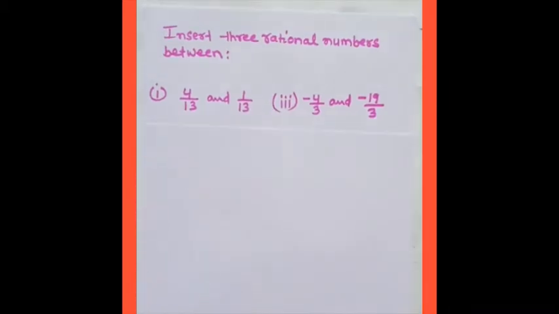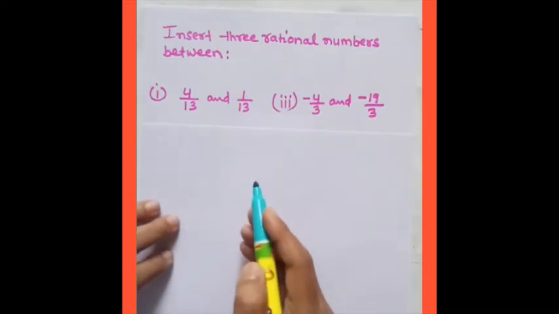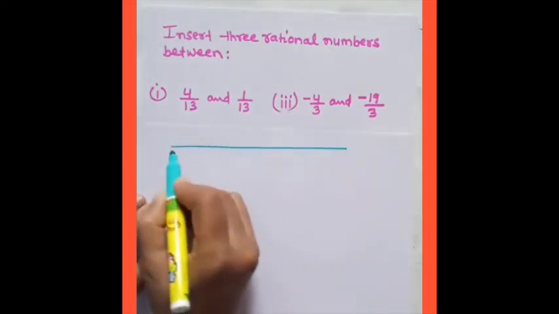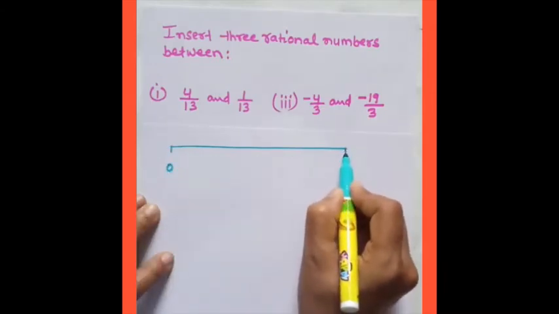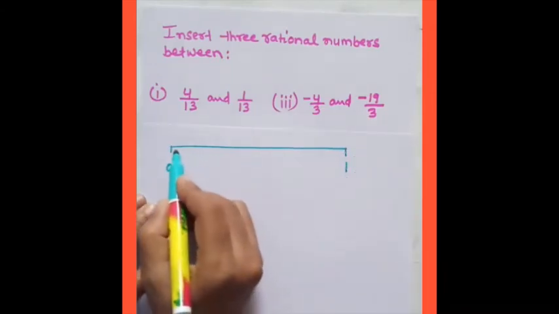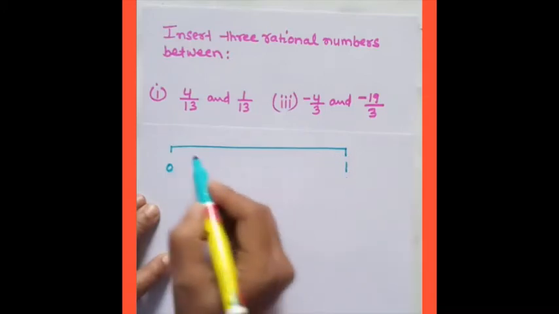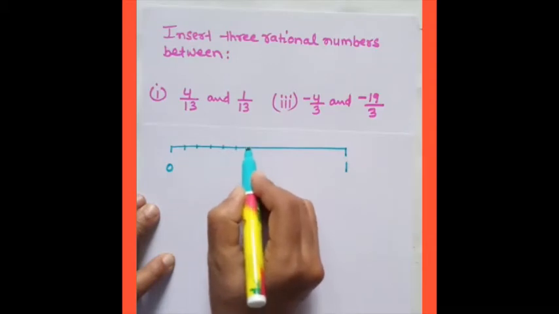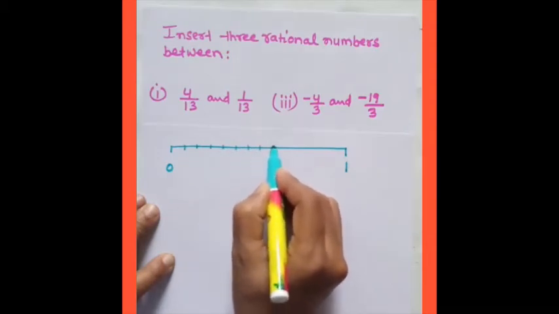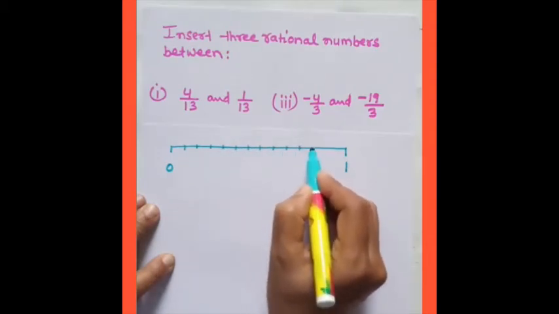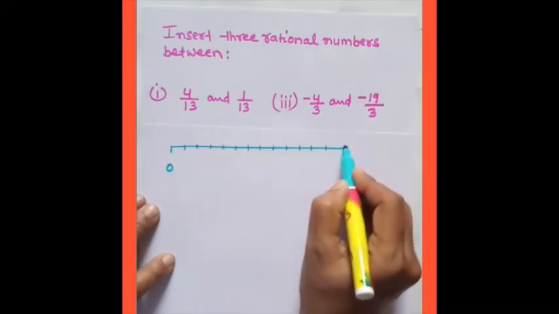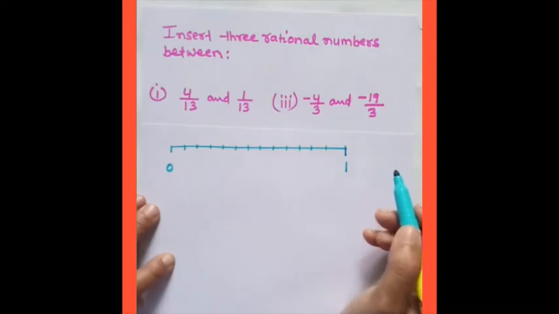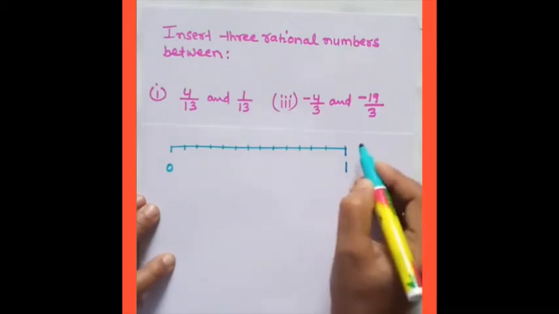Insert three rational numbers between 4 by 13 and 1 by 13. Now see, if we make a number line from 0 to 1 and make 13 divisions: 1, 2, 3, 4, 5, 6, 7, 8, 9, 10, 11, 12, and this one is 13. Suppose we are making 13 divisions, then this is 13 by 13.